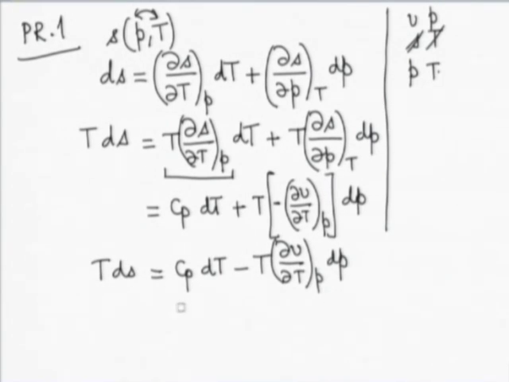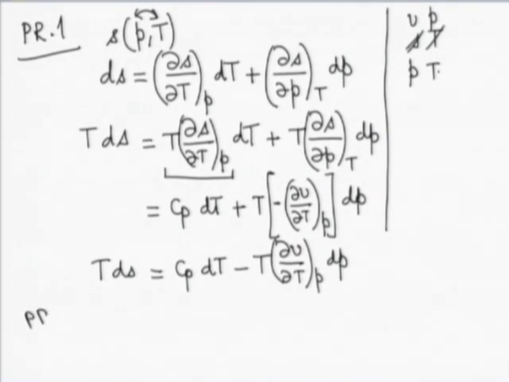Again, you will notice that there is one term containing Cp, which will require the knowledge of Cp, and another term containing just PVT data, as we saw in the case of the U. So when you integrate this, again you will have to integrate it along an isobar and then along an isotherm. When you integrate along the isobar, you will require the knowledge of Cp as a function of temperature at one pressure, but you will require the knowledge of the PVT data all over the state space, or at least over the required part of the state space. That takes care of PR1.